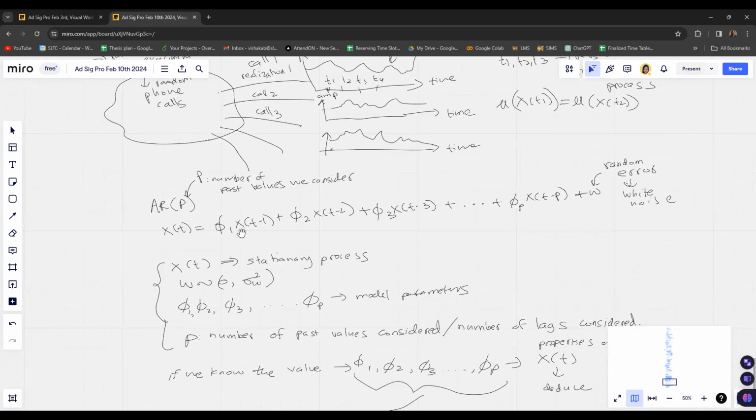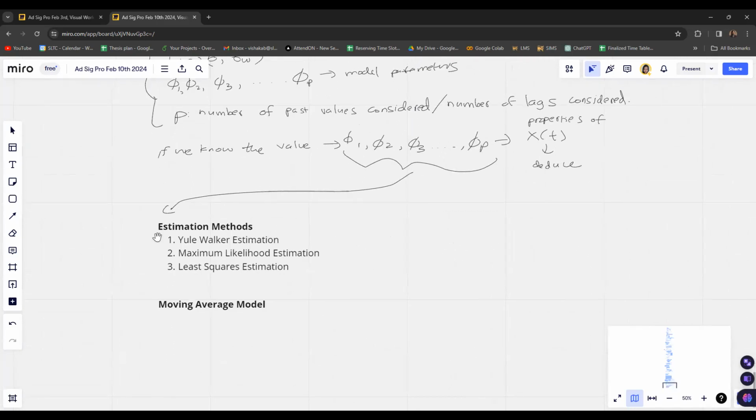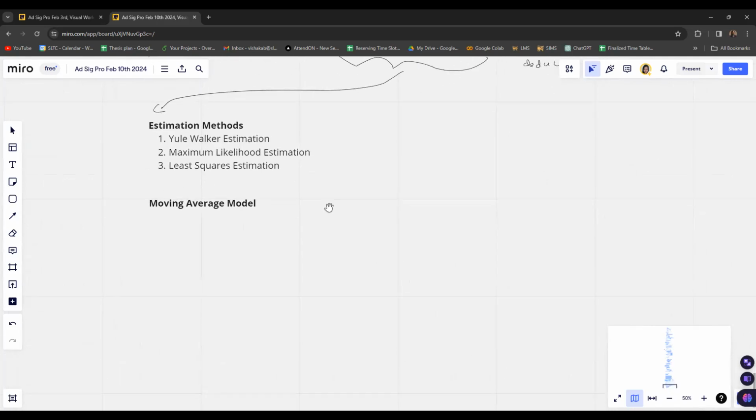So basically the equation that we need to consider is this equation where xt is equal to its past values plus its white noise. Then you can use these estimation methods to estimate the unknown values in that model.